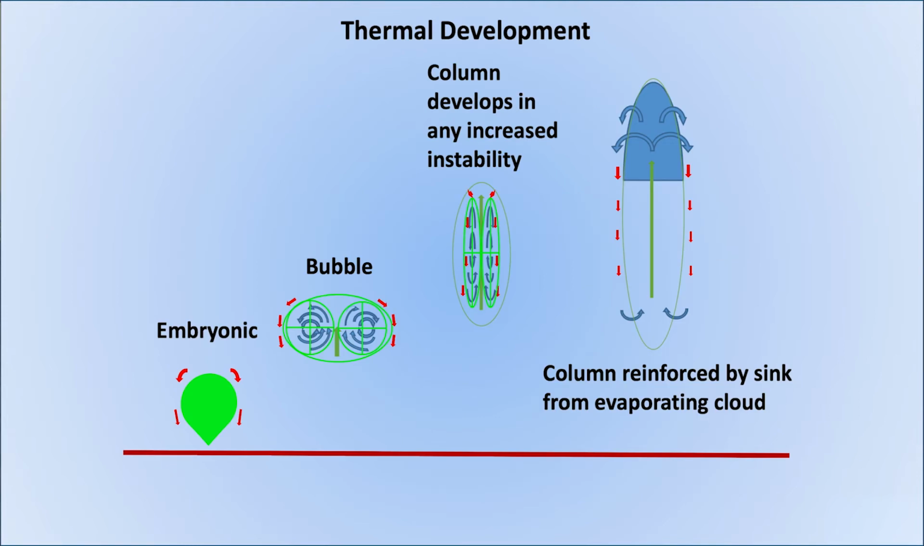Thermal development then. We get the embryonic bubble, the vortex. As it climbs up, it generates a vortex. It may increase in strength, and if that happens, it will narrow a little bit. And of course, if it generates a tall cloud, we can then end up with the very deep column thermal.